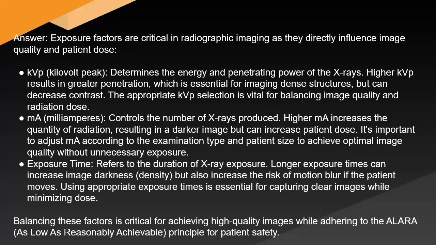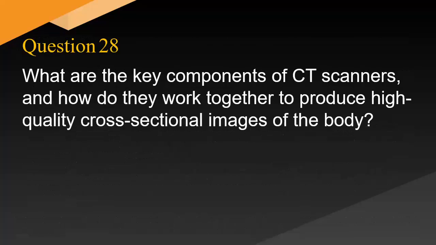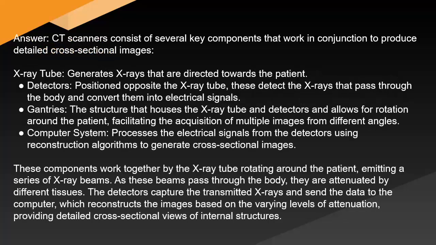principle for patient safety. What are the key components of CT scanners and how do they work together to produce high-quality cross-sectional images of the body? Answer: CT scanners consist of several key components that work in conjunction to produce detailed cross-sectional images. X-ray tube generates X-rays that are directed towards the patient. Detectors positioned opposite the X-ray tube. These detect the X-rays that pass through the body and convert them into electrical signals.